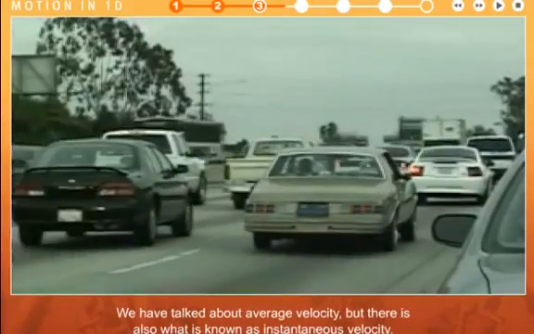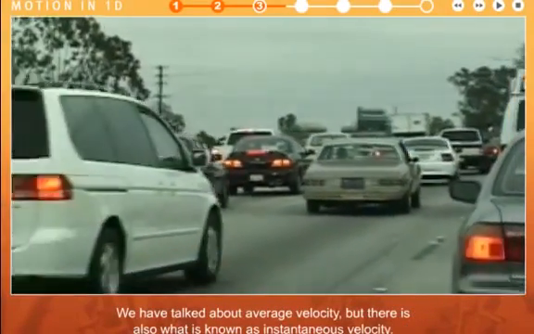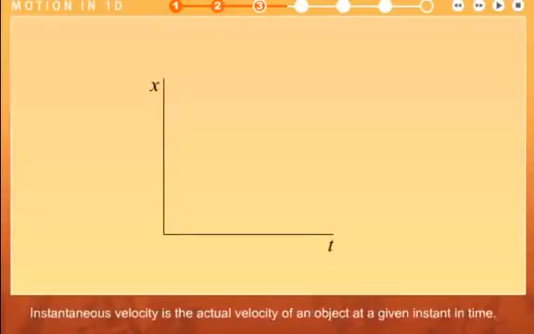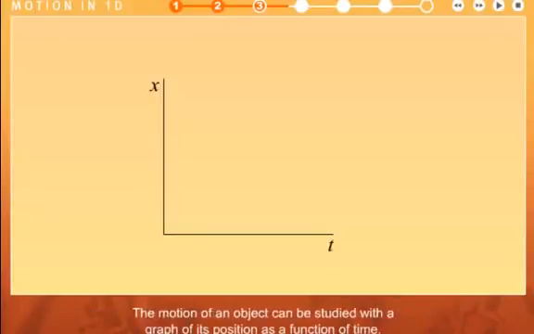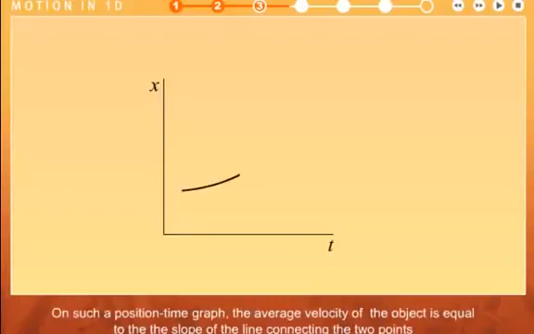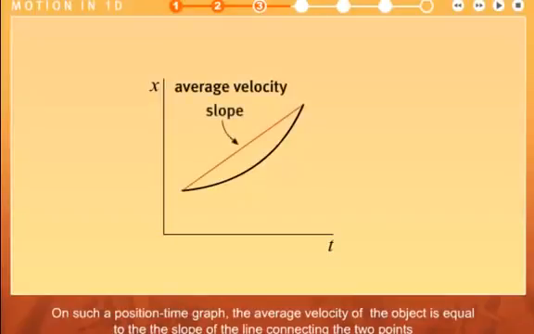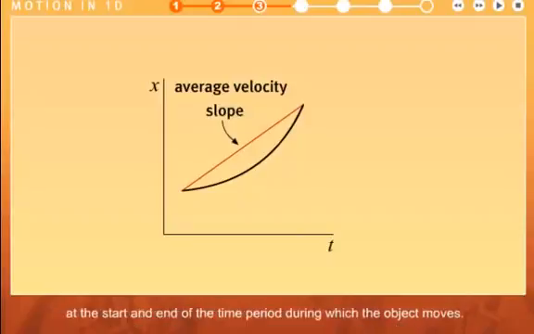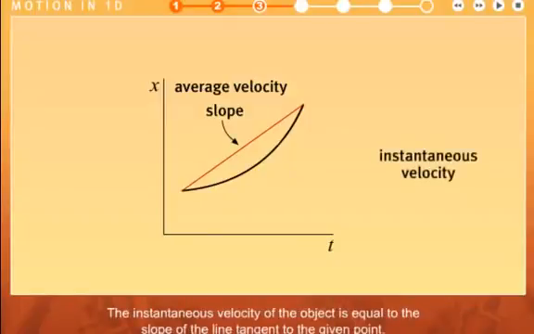We have talked about average velocity, but there is also what is known as instantaneous velocity. Instantaneous velocity is the actual velocity of an object at a given instant in time. The motion of an object can be studied with a graph of its position as a function of time. On such a position-time graph, the average velocity of the object is equal to the slope of the line connecting the 2 points at the start and end of the time period during which the object moves. The instantaneous velocity of the object is equal to the slope of the line tangent to the given point.